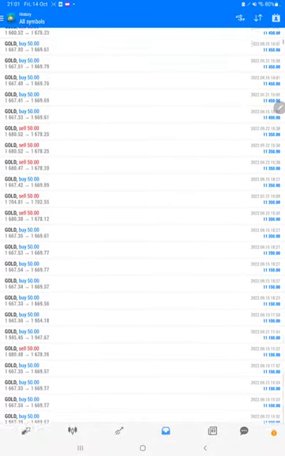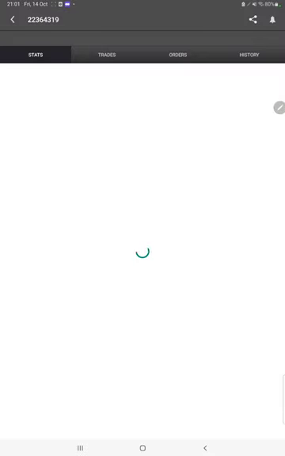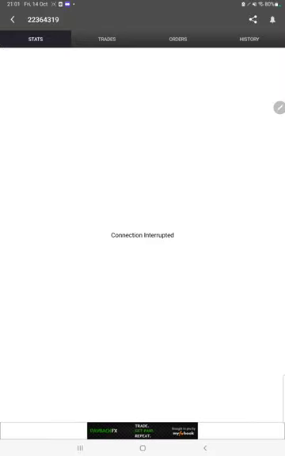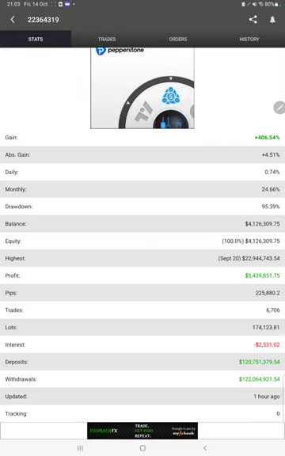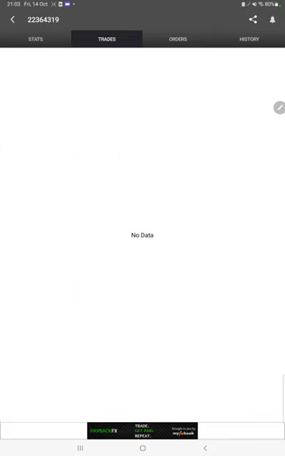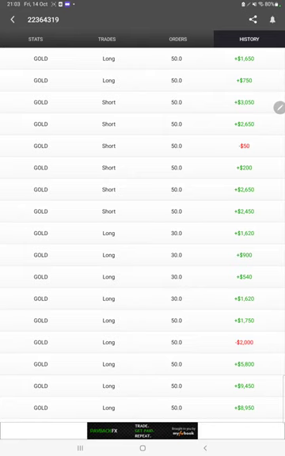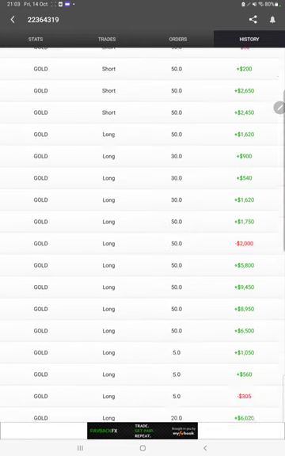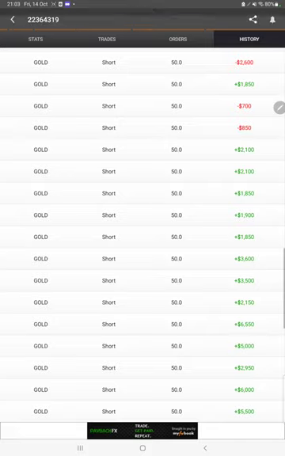We can also see how much profit and loss we have made. Also, the MyFxBook statistics are available. We can check the total percentage of gain, absolute gain, daily return, monthly return, drawdown, current balance, equity, profit, pips that we have achieved, and 1 hour ago it is updated. We can also see the live open trades here, verify the pending orders, and in history we can see how much lot size we have traded, how much profit and loss we have made.